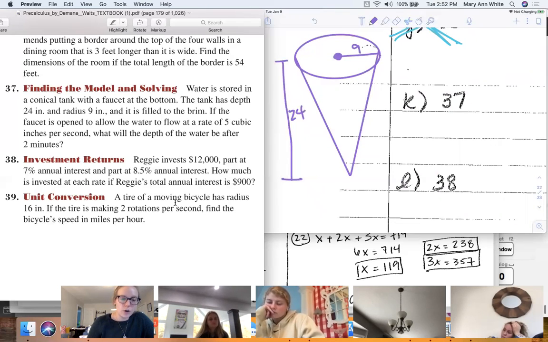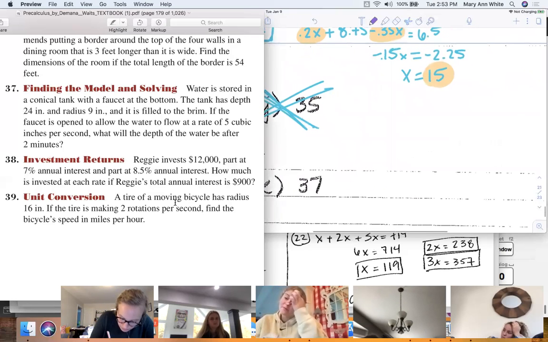If the faucet is opened to allow water to flow at a rate of 5 cubic inches per second, what will the depth of the water be at 2 minutes? Okay, first thing we have to do is we know that it's filled to the brim, so it's all full of water. Let's find out what the total volume of this is, and then we'll see how much we lost as we open our faucet. So my first thing I'm going to do is find total volume.